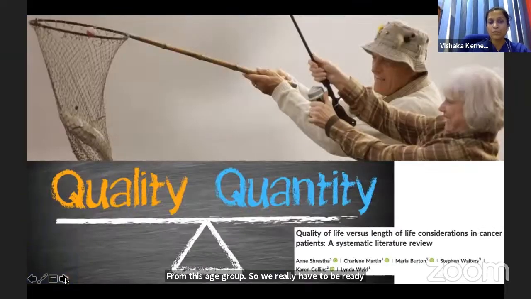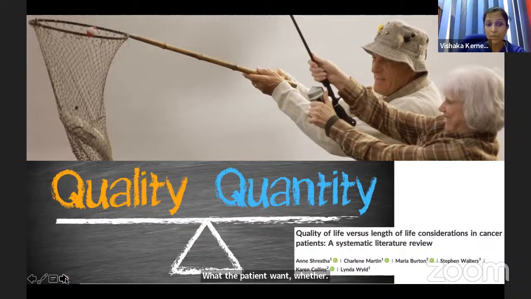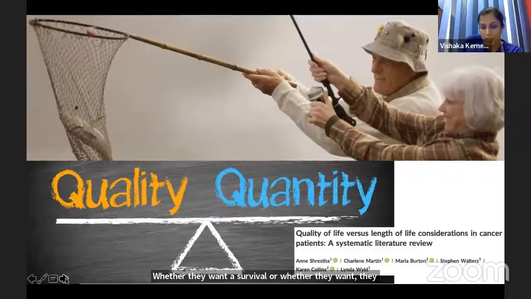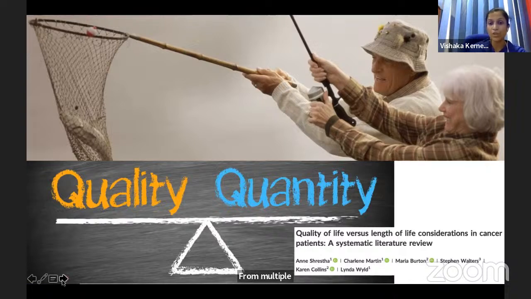From a very large systematic review done on cancer survivors, they attempted to check what the patient wants, whether they want survival or quality of life. It is confirmed, not only from this trial but from multiple systematic reviews, that what our patients want is the quality of life, not the quantity. It's not the length of life, it is the quality of life. So this is the problem.